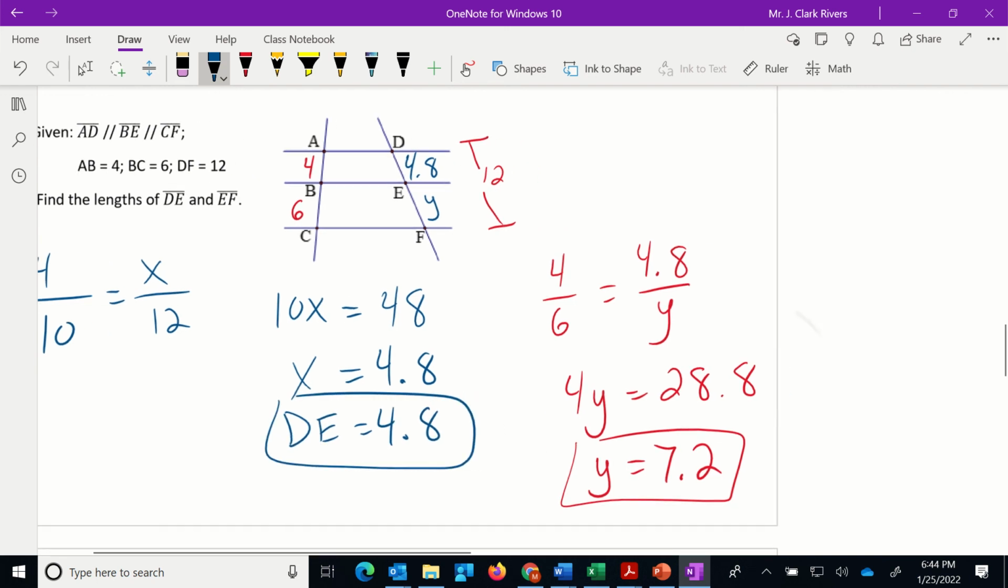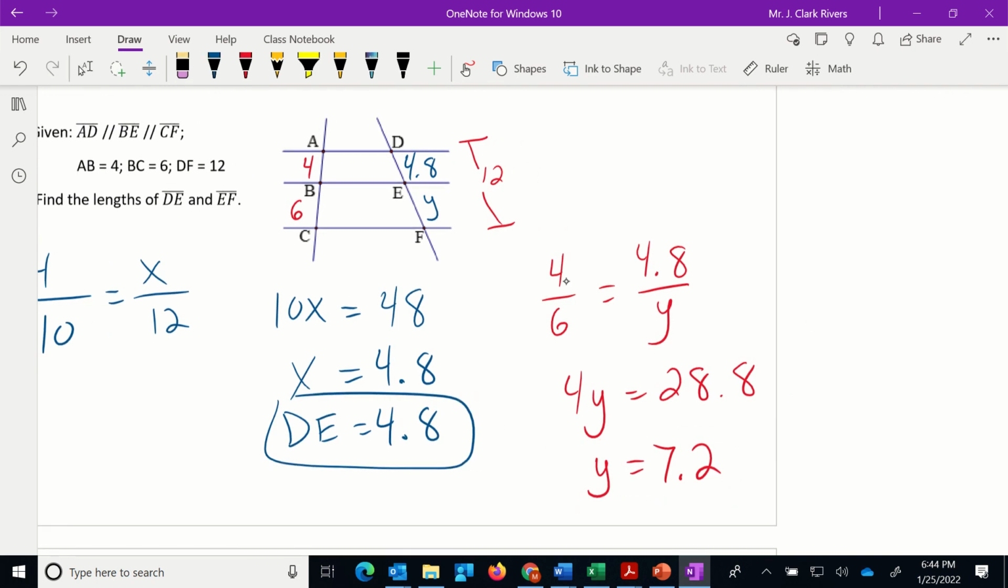Okay, and then let's hop over here, and instead of saying Y equals 7.2, we'll leave that, but we'll say EF equals 7.2. There you go. That's a little bit better answer there.